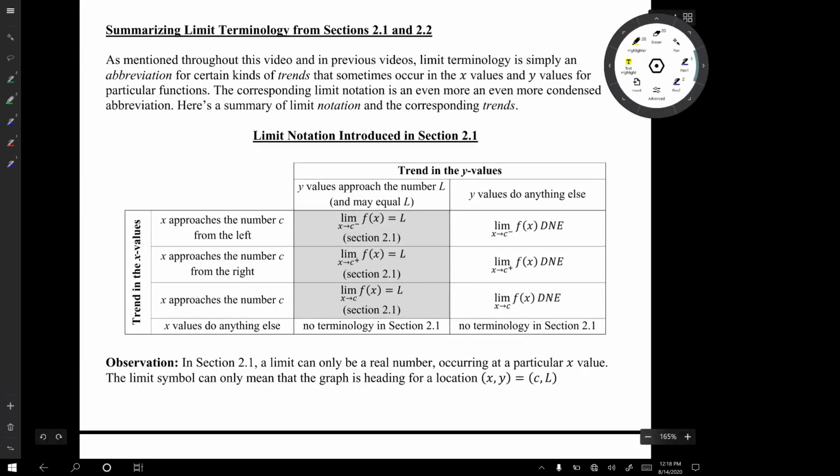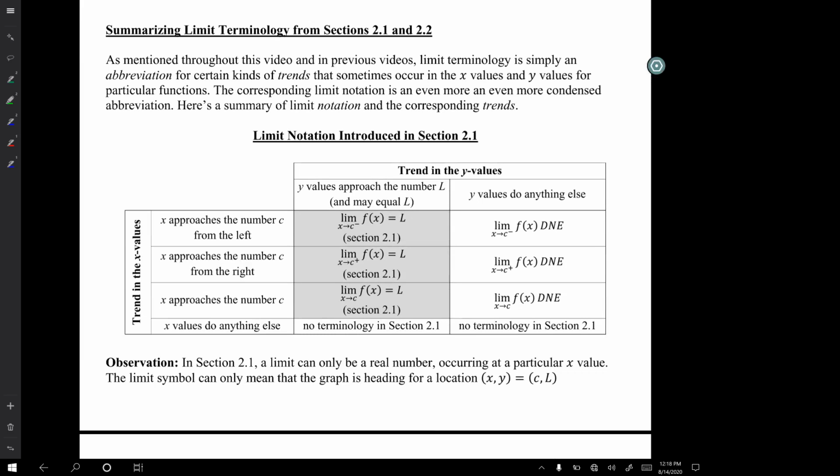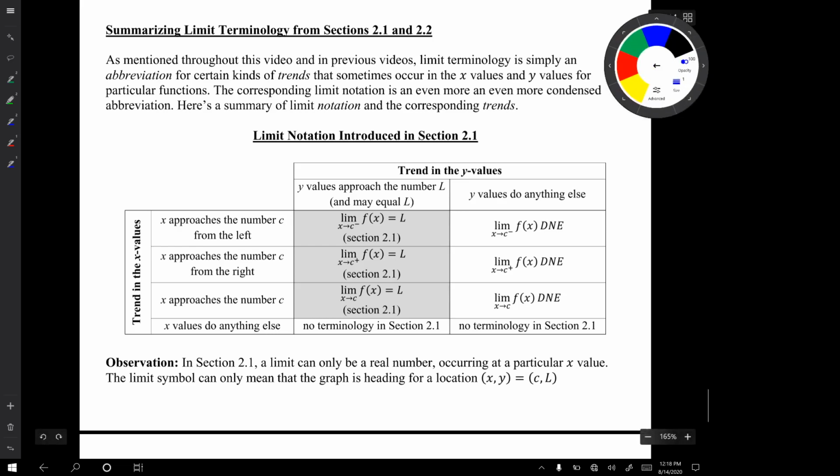Now I'd like to summarize the limit terminology from sections 2.1 and 2.2. As I've said before, limit terminology is simply an abbreviation for different kinds of trends that can occur in x values and y values. And the corresponding limit notation is an even more condensed abbreviation. So here's a summary of the limit notation and corresponding trends.